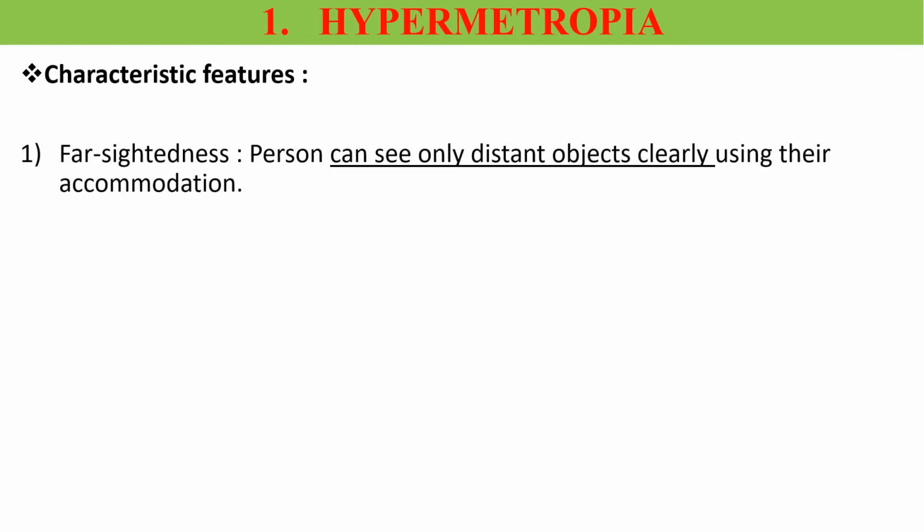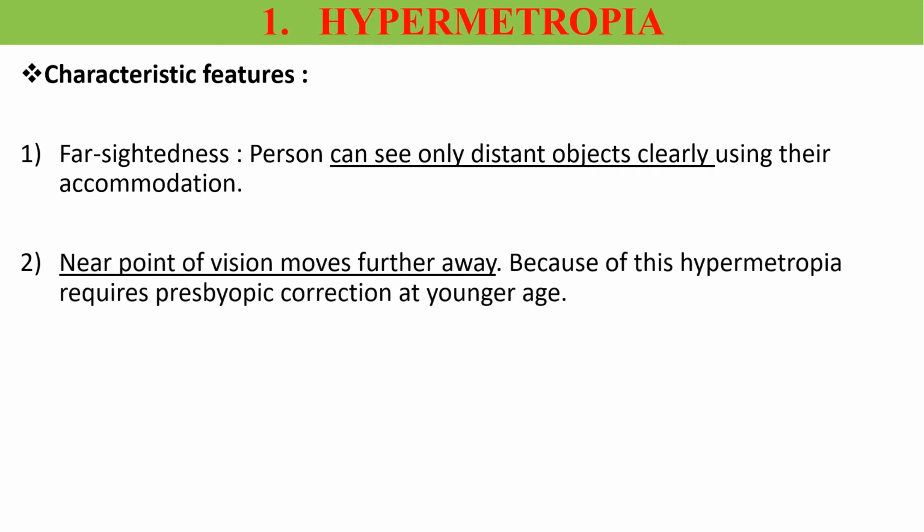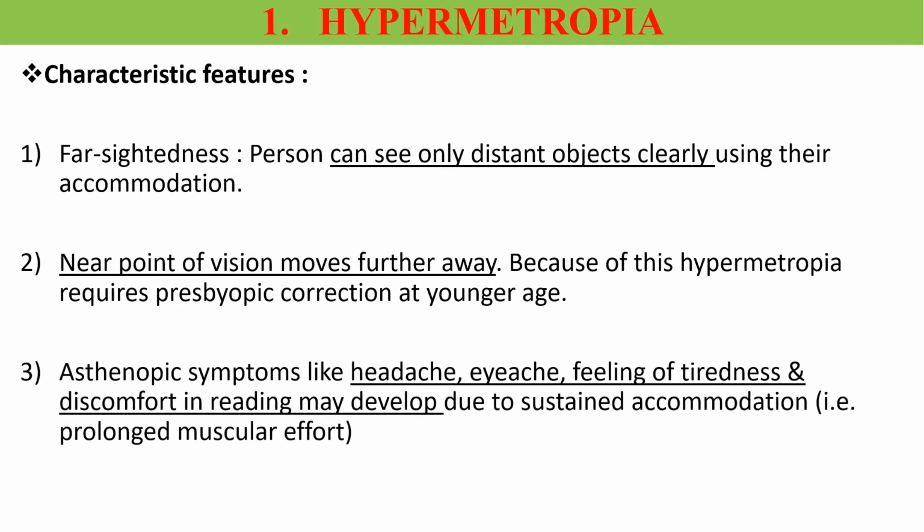Firstly, farsightedness. A hypermetropic person can only see the distant objects, that is the objects which are far, clearly by using accommodation. Secondly, their near point of vision moves away with time and the patient may sometimes have problems in viewing the nearer objects. Due to excessive use of muscles of accommodation, these patients experience asthenopic symptoms like headache, tiredness and fatigue of the eye and also discomfort.